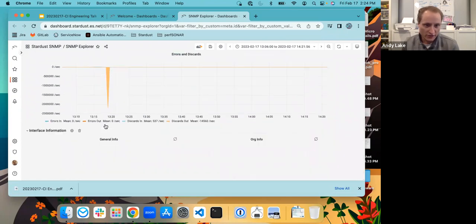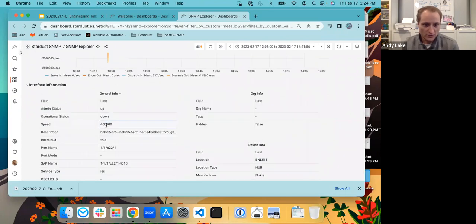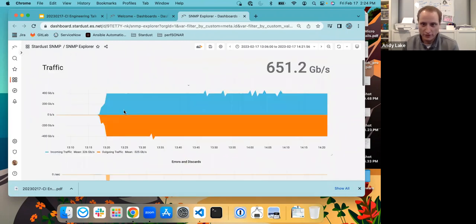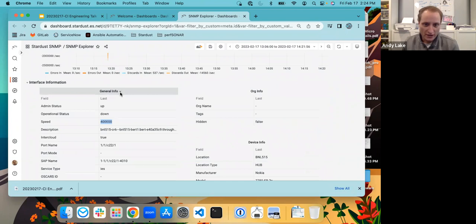And if I look down here at the interface information, which all comes from there, I'll see this is in megabits per second, but this is in fact a 400 gig interface. So this is very realistic for what we're seeing to be able to happen. So it's like, so what's actually going on?